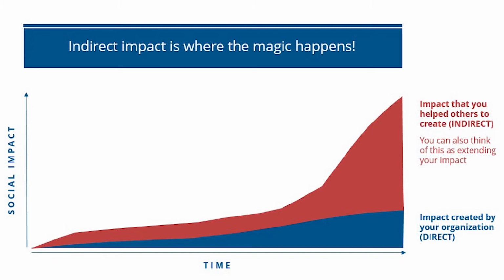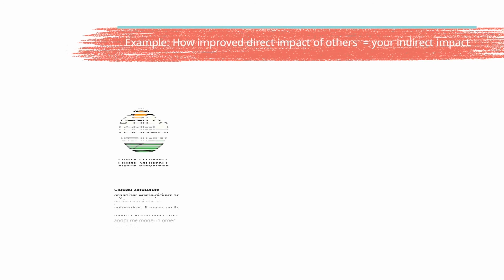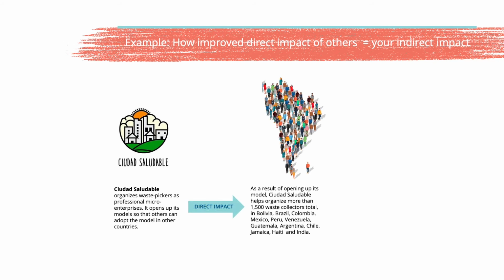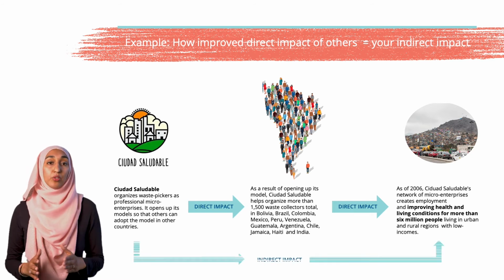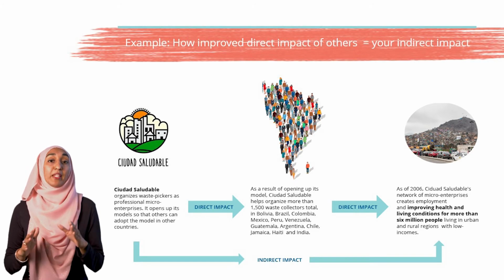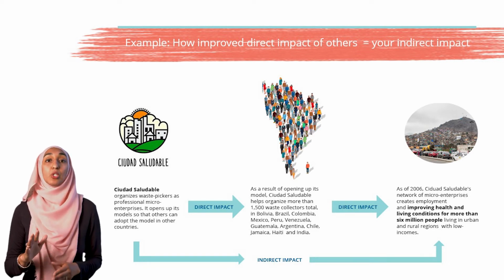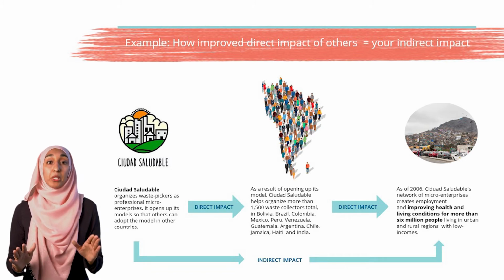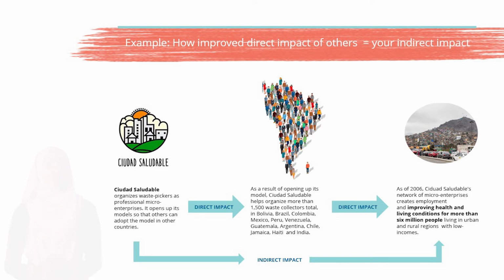Indirect impact is the impact that you have helped others to create. Albina and Ciudad Saludable, for example, moved beyond the impact they created with their own organization by pushing for national policy and consulting with other organizations, governments, and waste picker associations in over 12 different countries around the world. In Peru alone, for example, several public bodies and universities adopted and embedded the Ciudad Saludable methodologies and strategies into their line of work. The result of improving the impact of others means that Ciudad Saludable has been able to create employment and improve health and living conditions for more than 6 million people living in urban and rural regions with low income as a result of its work for integrated waste collection systems.